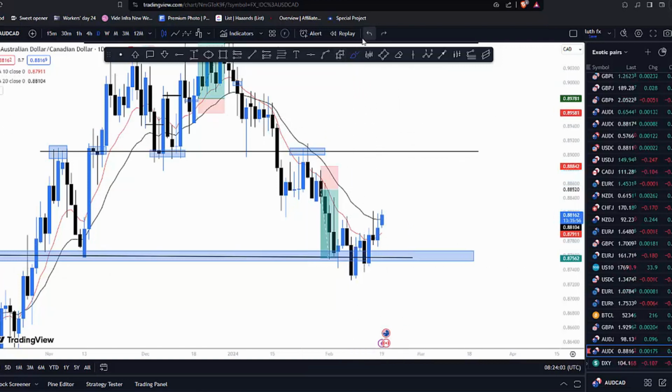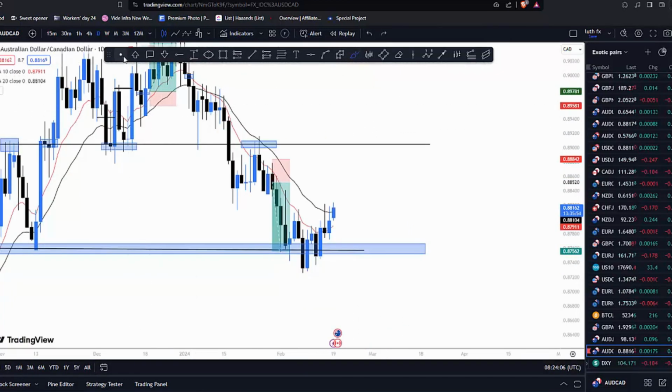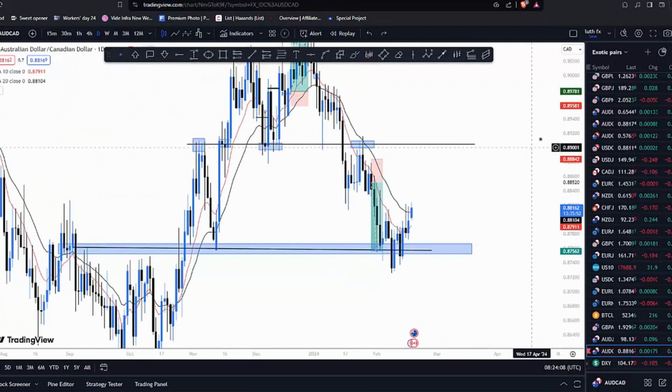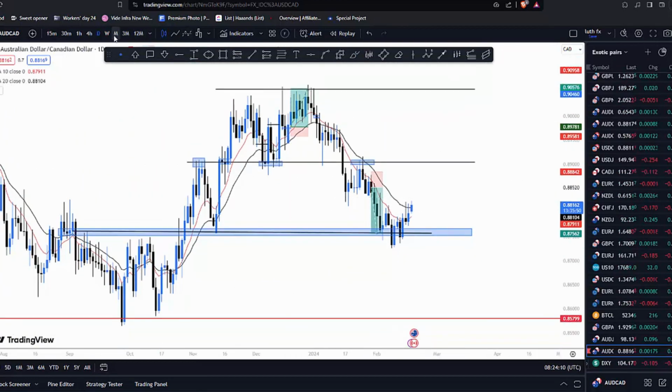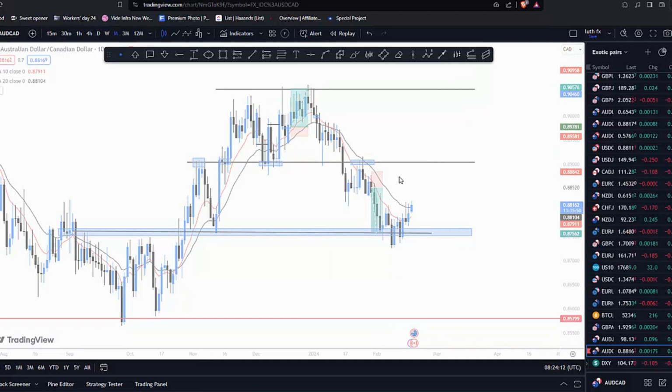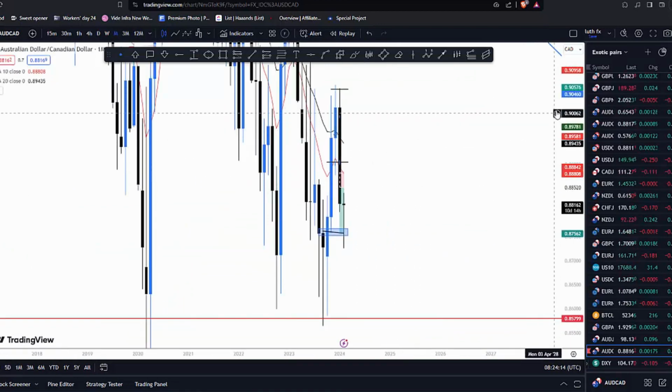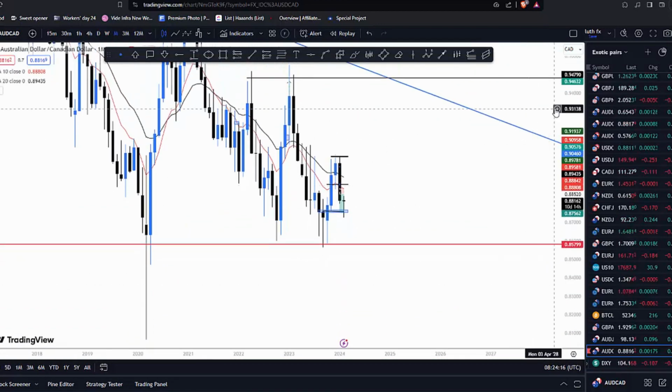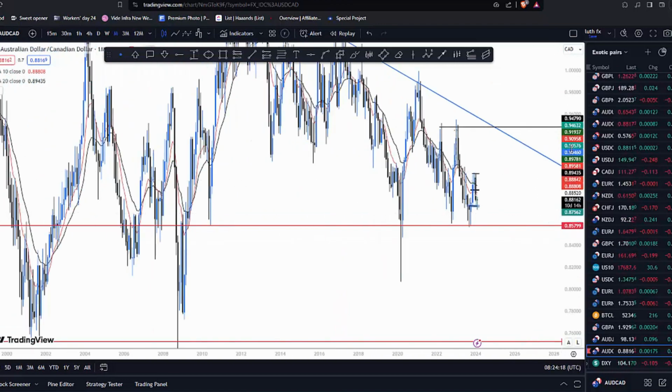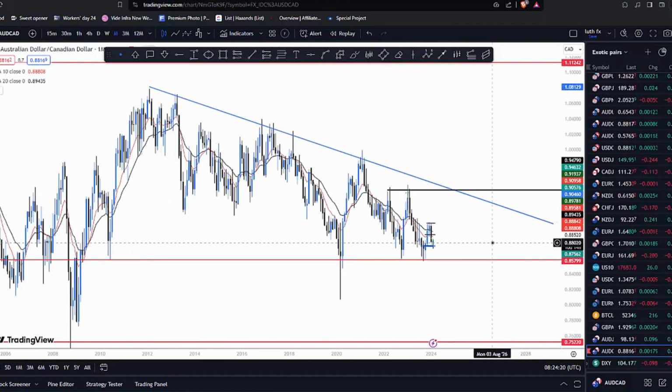But now we are currently seeing a very beautiful opportunity once again on AUD/CAD that I'm glad to share with you once again. So now let's go to our monthly time frame and do a top-down analysis. Looking at the monthly time frame, at a broader perspective, what do we see on AUD/CAD?